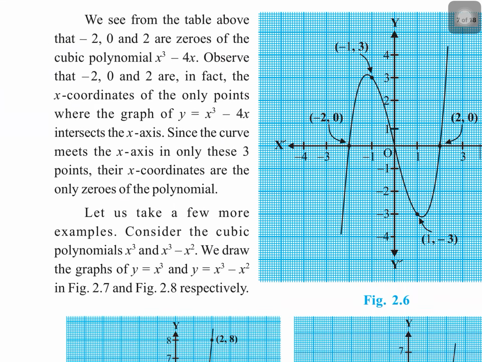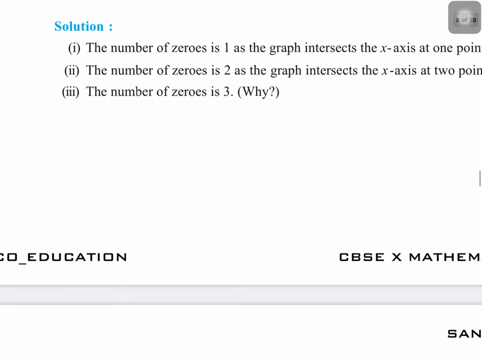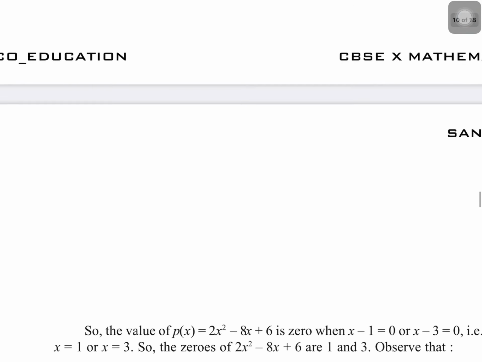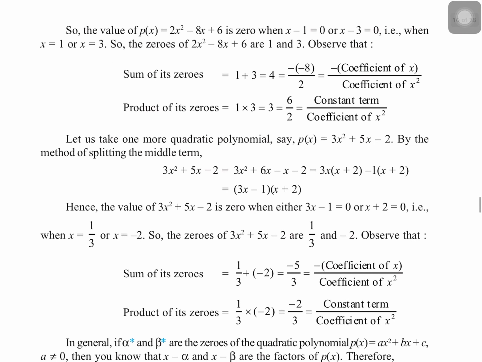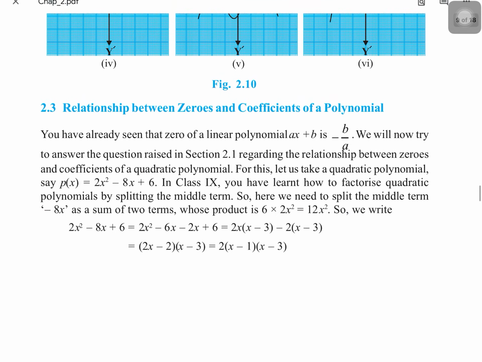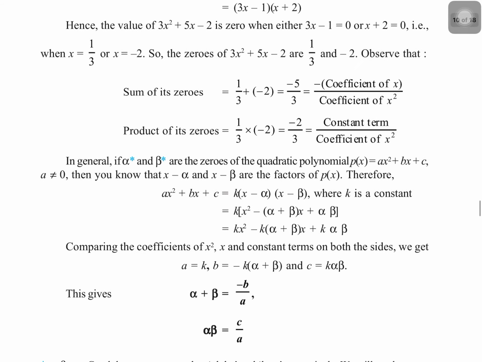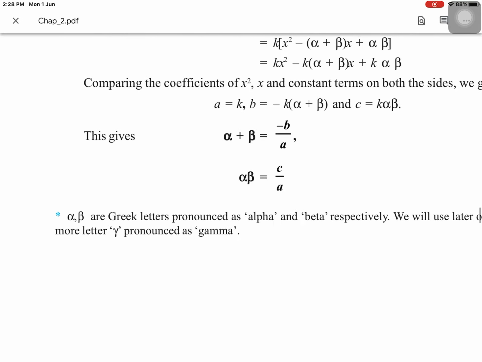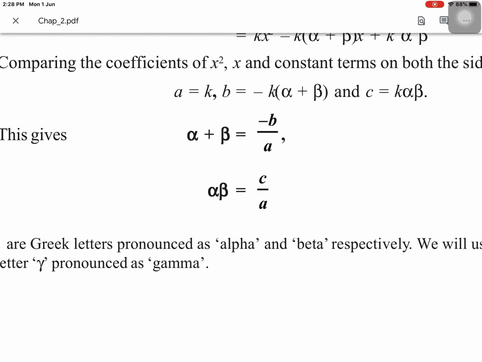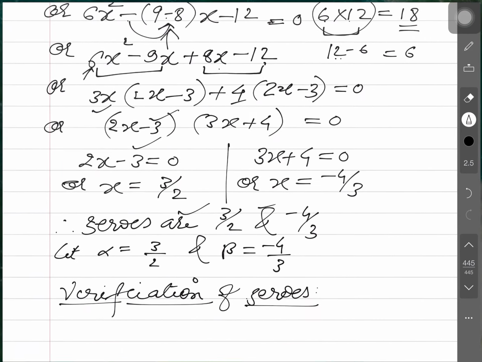However, you may see the relation verification here: the relationship between zeros and coefficients of a polynomial. What is the relationship? Alpha plus beta is equal to minus b by a, and alpha into beta is equal to c by a. And what alpha and beta are, I am telling you now.